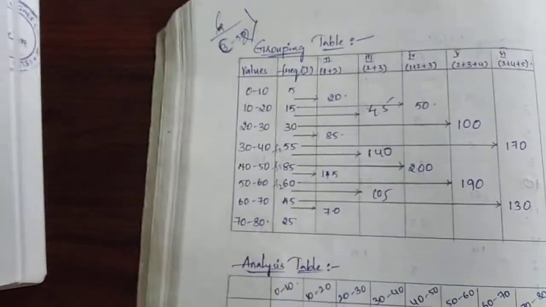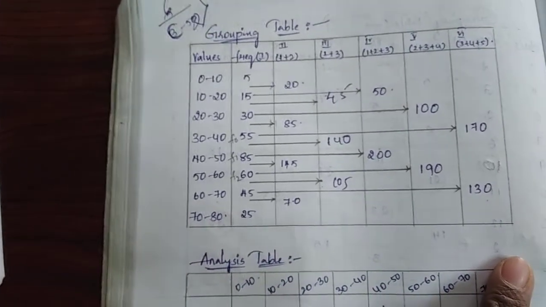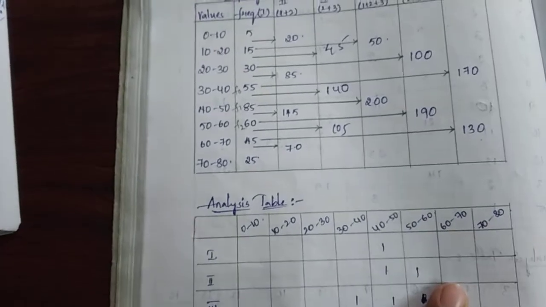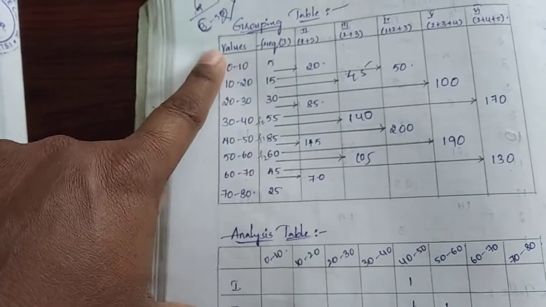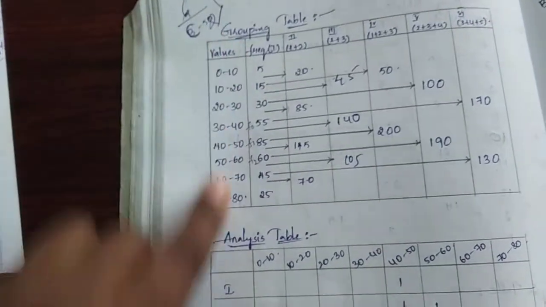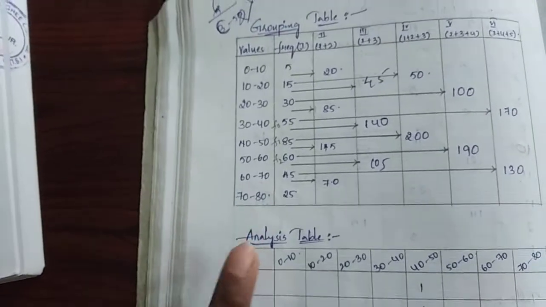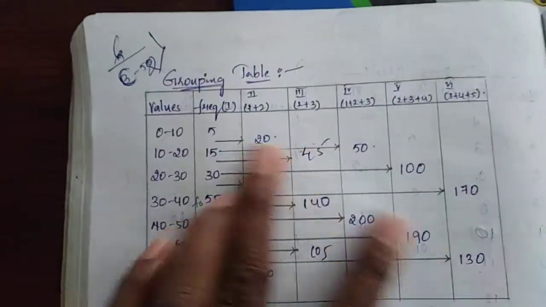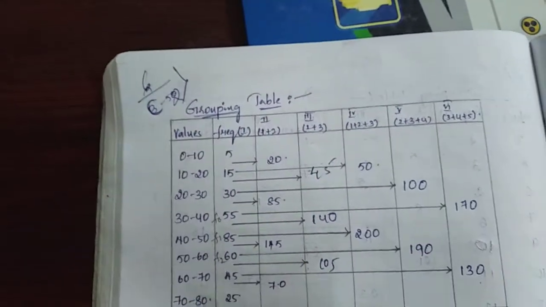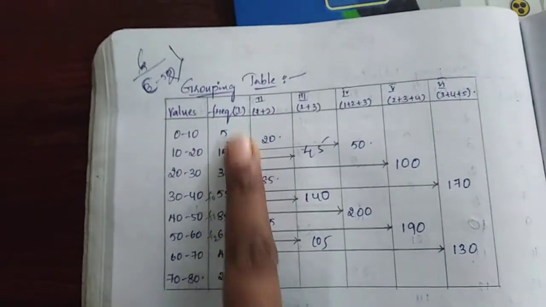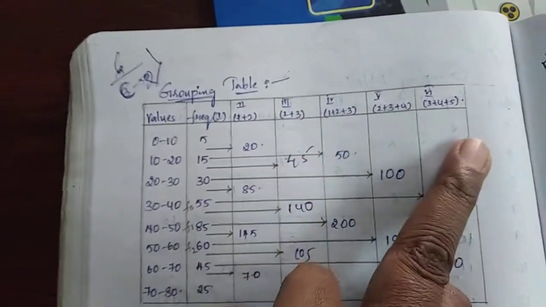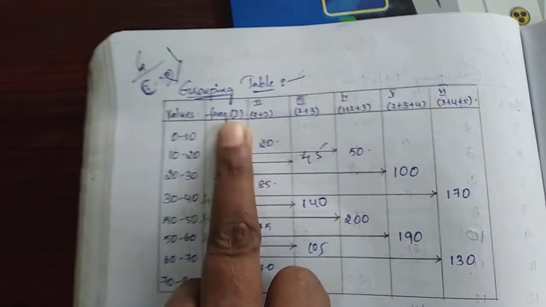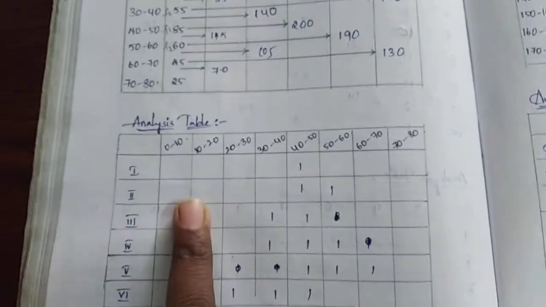I have already said that in the grouping table we will have 7 columns. And in the analysis table, how many columns will be there? First of all you have to count here: 1 2 3 4 5 6 7 8 plus 1, 9. We have to count the class intervals, and for that we add one more column, total 9 columns. See here, in the grouping table we have taken the values, nothing but class intervals. Next the frequency which has been given, and columns 2 3 4 5 6; column 1 is nothing but the frequency.